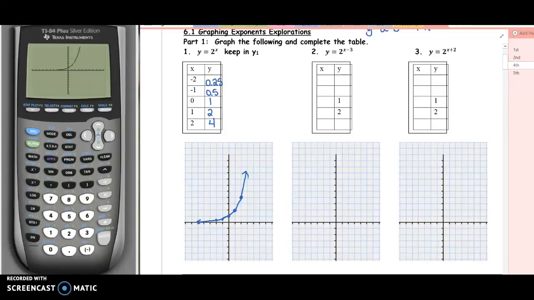Notice this graph seems to increase very quickly to the right. It goes up and to the right very quickly. On the left, what does it appear to be doing? It appears to end on the graph, but if you actually were to zoom in and zoom in and zoom in, this is getting closer and closer and closer to the x-axis, but it's never going to actually touch it, and it's never going to cross it.